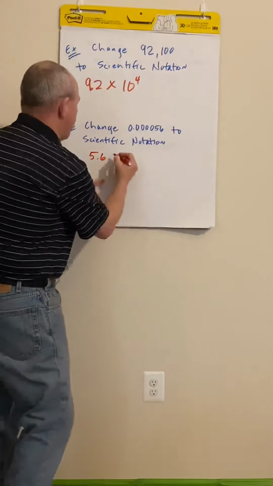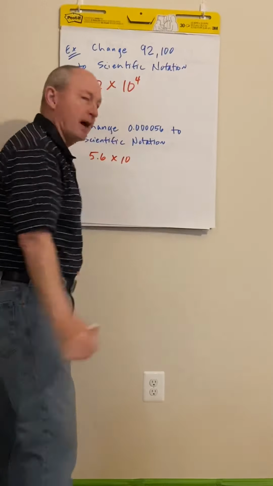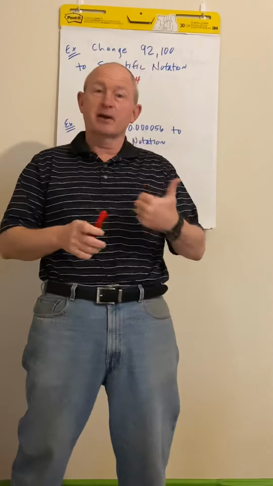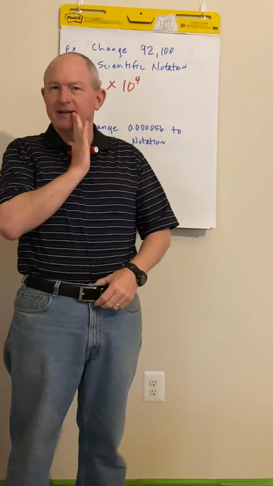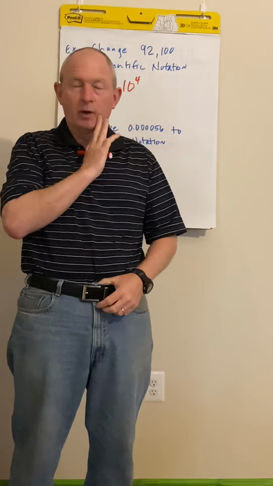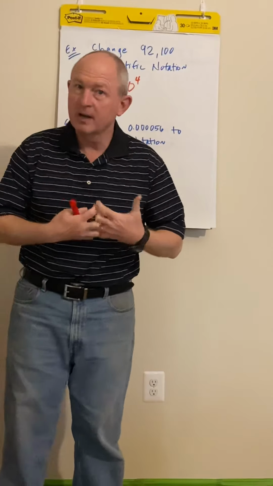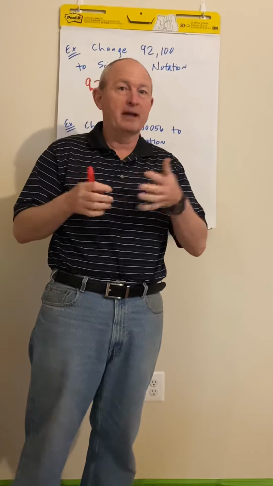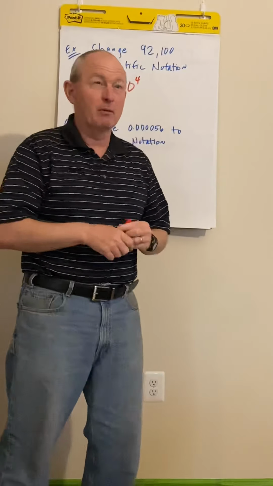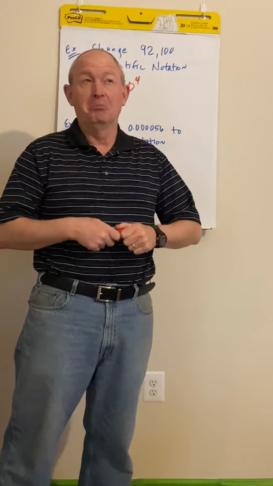And then we're going to multiply that times 10 to the, and because it's a really small number, 56 millionths is a very, very small number. And I define a small number as any number that is between 0 and 1. Because it's a very small number, it's going to have a negative power of 10, because we're multiplying it by a very small number, like millionths.